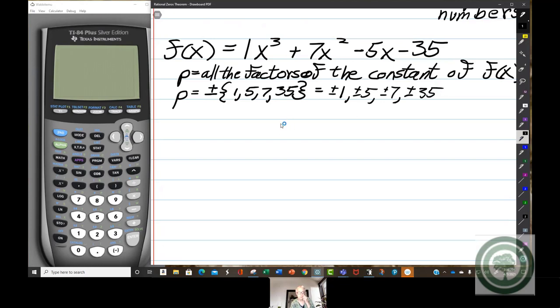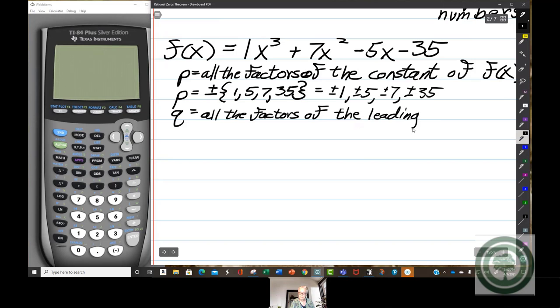What about Q? We gotta have a Q. Q is all the integer factors of the leading coefficient, which here is just a 1. So Q is just plus or minus 1. Go figure.